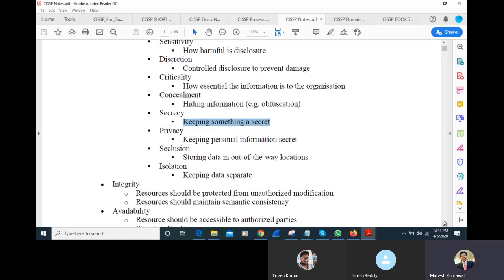Great. So you understand about confidentiality: isolation of the data, circulation, privacy, secrecy, criticality, discretion and sensitivity of the data. How harmful is your data if disclosed? Suppose somebody discloses your password, or the password information of the CEO of the company or anybody. This is very sensitive information which is leaked outside, and very harmful to the company.